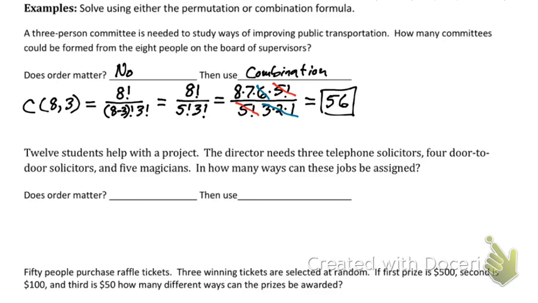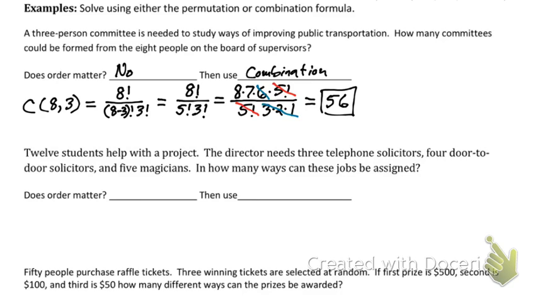All right, so that's a combination problem. Our next one says you have 12 students helping a project. The director needs 3 telephone solicitors. He also needs 4 door-to-door solicitors, and he also needs 5 magicians. They all seem like very on-par jobs. In how many ways can these jobs be assigned?